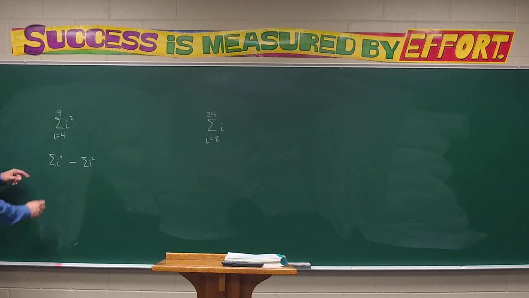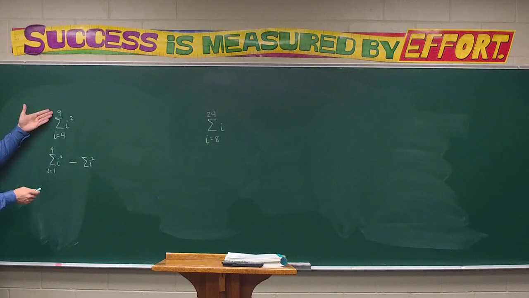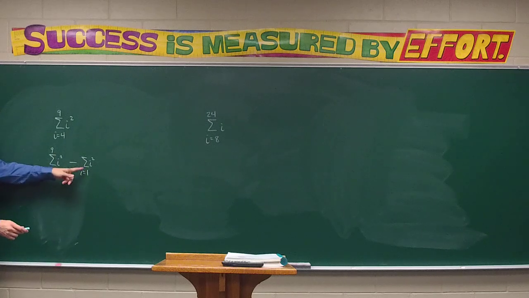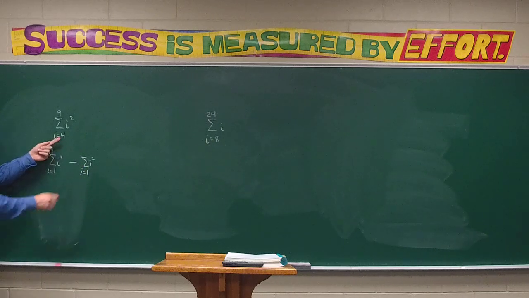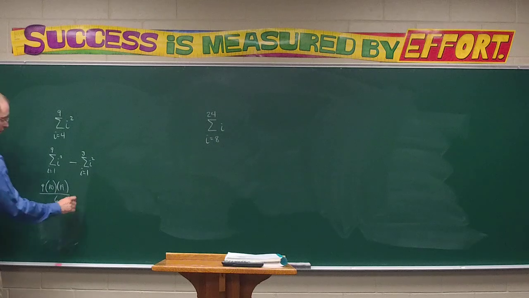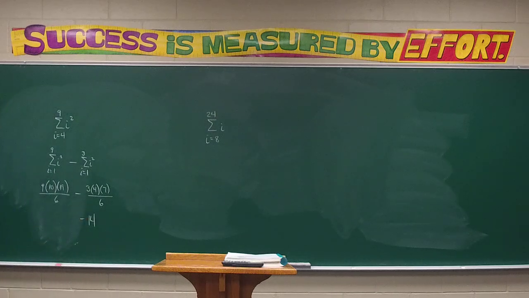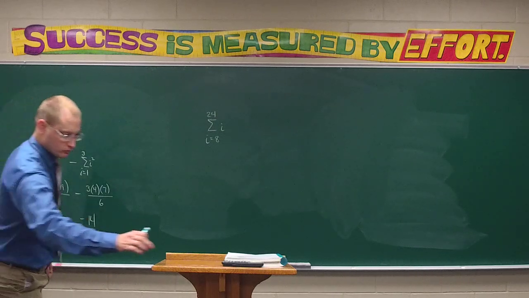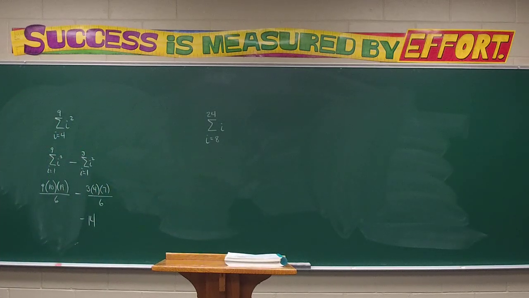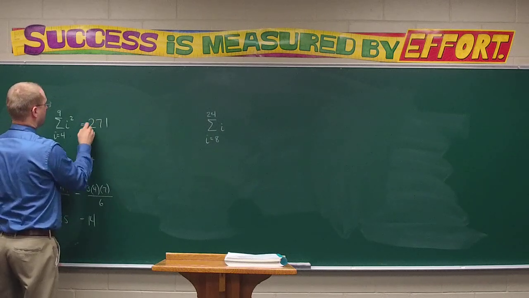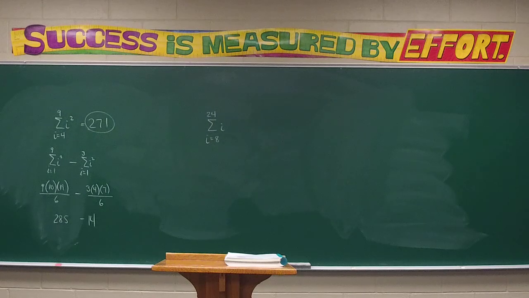Anytime you're working a partial series, go from 1 to the top, 1 to the upper bound, and then subtract the same series, but this time go from 1 to 1 less than the lower bound, and just subtract that away. Had the first one correct, 271. All right, questions on the first?